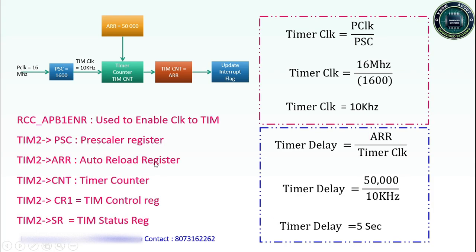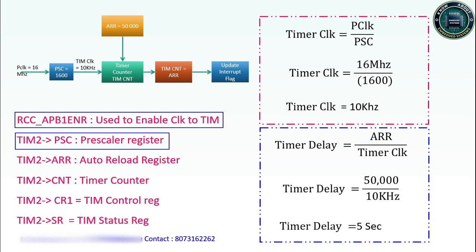And then before going to the program, we have to understand what registers we're going to use. We're going to use around 5 to 6 different registers. You can see one is APB ENR. This is used to enable the clock to the timer.